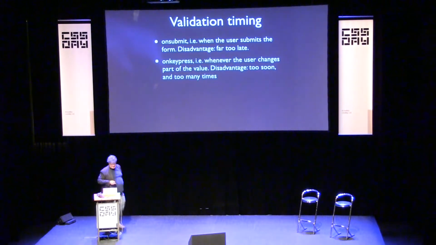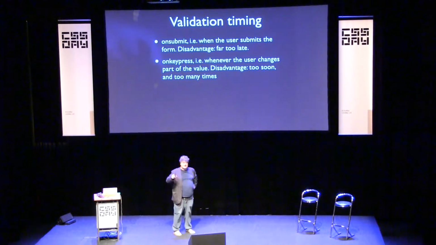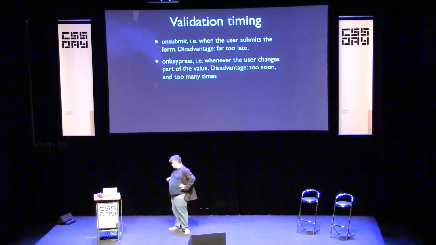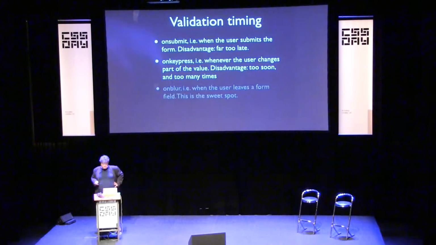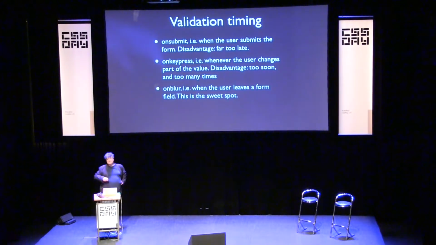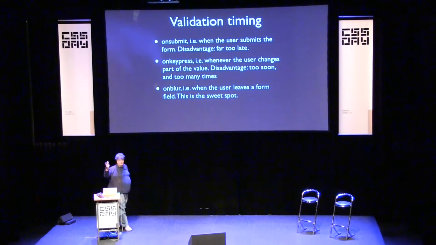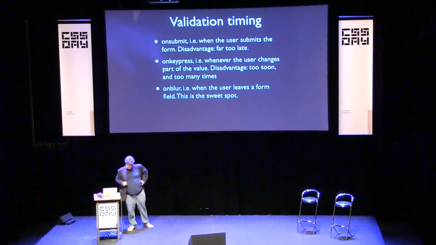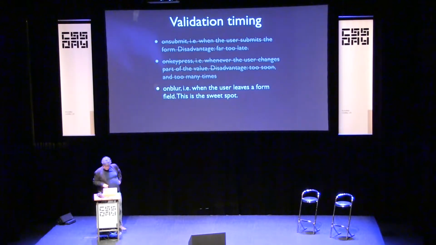The exact opposite of that is onkeypress. That is, you validate the form field every single time the user changes something, i.e. presses a key. This is way too soon, and it happens way too many times, so I don't like it either. That's where we get to the onblur timing, which basically means if the user leaves the form field, the user indicates, hey, I'm ready with this form field, right? And then we should immediately run a validation script that says, yeah, it's valid, go on, or no, it's invalid, here's your error message. So I vastly prefer onblur validation timing.